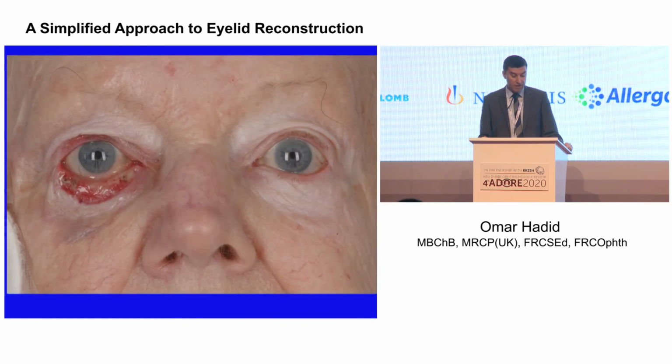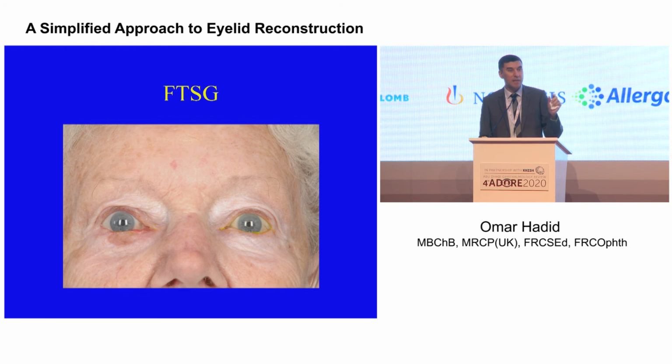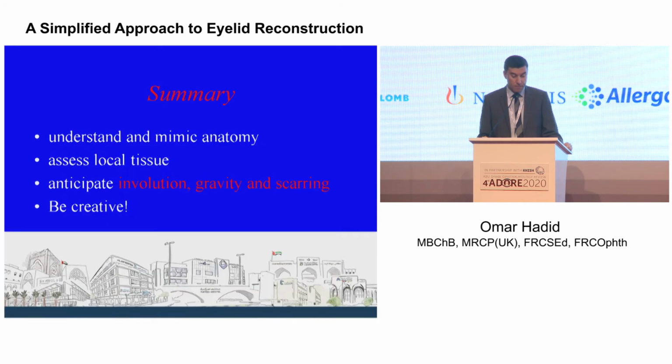My worry with the Hughes flap is that once you've put your tarsal plate, it doesn't have a lot of vasculature, so I try whenever possible to avoid putting a full thickness skin graft, but sometimes you have to. So in summary, as I discussed before, try to understand the anatomy of the eyelid, the anterior and the posterior lamella, and try to mimic the anatomy.